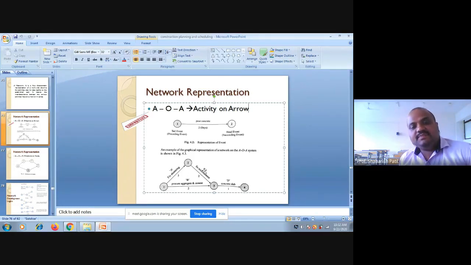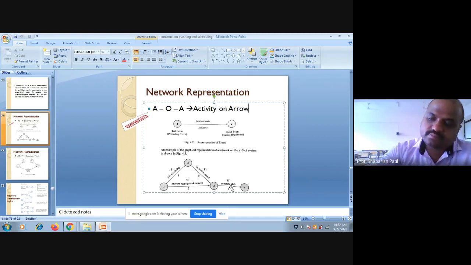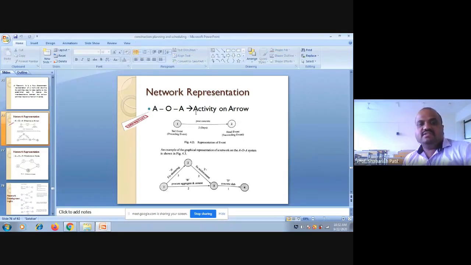Then activity C is fixing the reinforcement. It is between 2 to 3 and it requires 2 units of time. And the last activity is between events 3 to 4. The activity is D, called concreting the slab work, and it takes 1 unit of time. So this is how we represent activities on the arrow, and this is a very important method because our further discussions are based on activity on arrow.